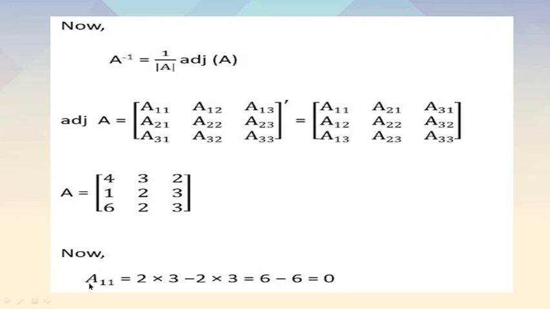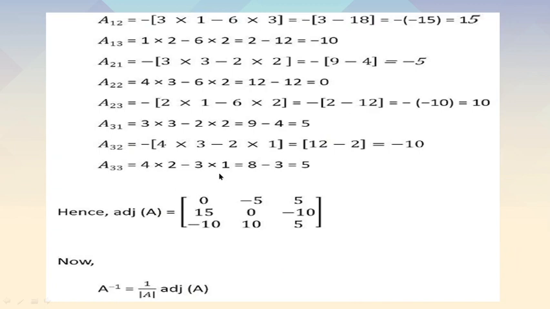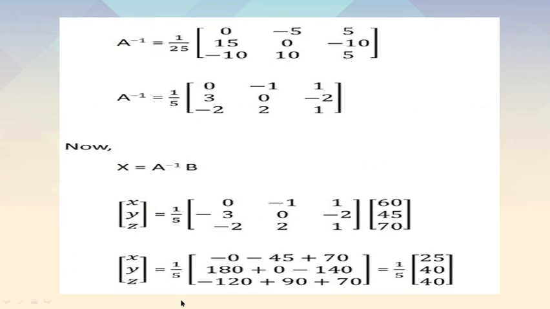So matrix A is this. First of all we will calculate all the cofactors, then we'll input the values in that matrix. Adjoint A is ready. A inverse is equal to 1 upon determinant A, which we have already calculated, into adjoint A. So A inverse is this, 1 by 5 and this matrix.